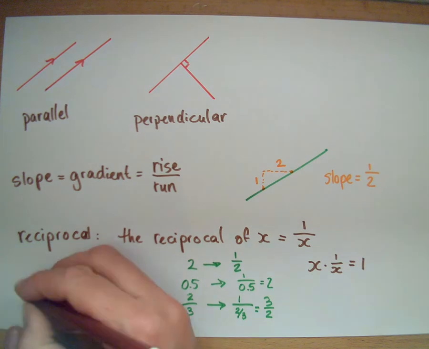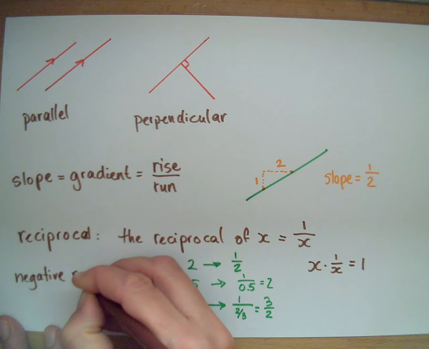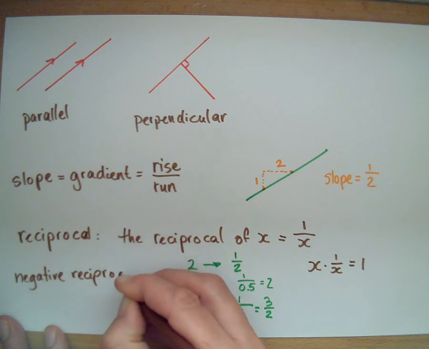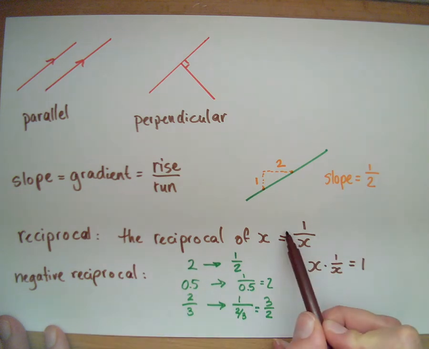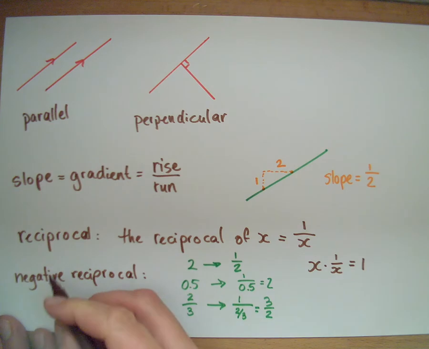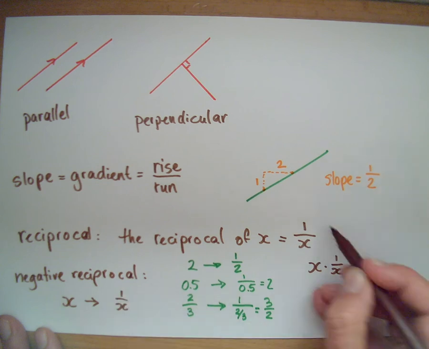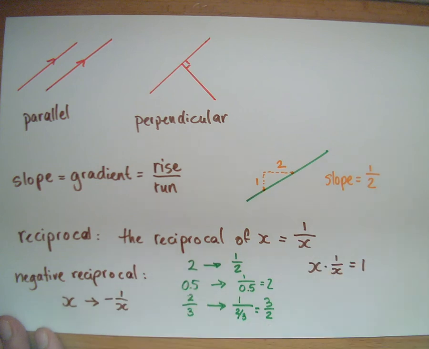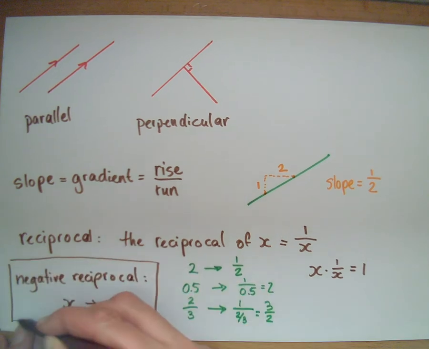Today we're going to use the term negative reciprocal. All that means is that we put a negative sign in front of the reciprocal. So the negative reciprocal of x would be 1 over x, its reciprocal, with a negative in front. That's negative reciprocal, and that's what we're using today.